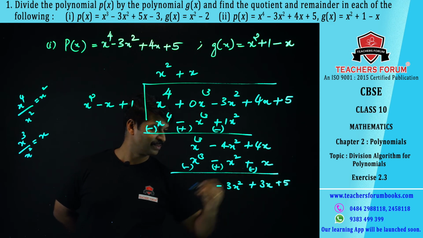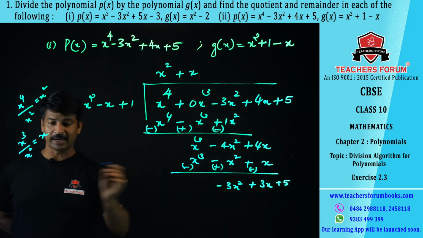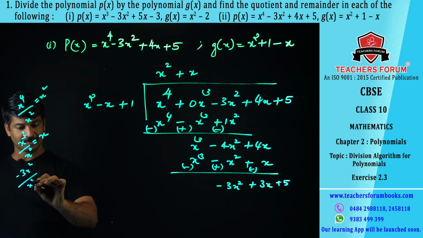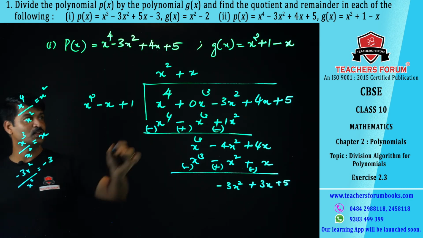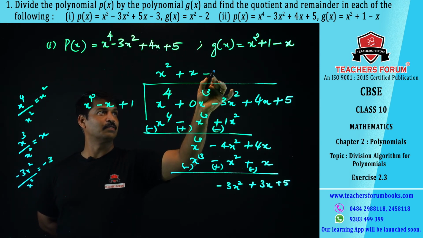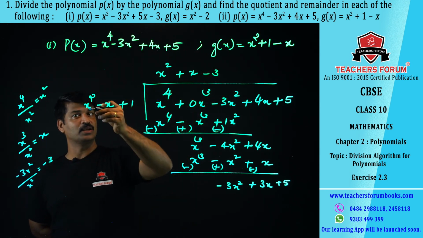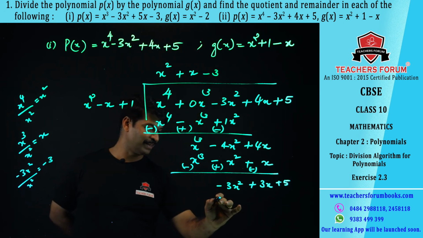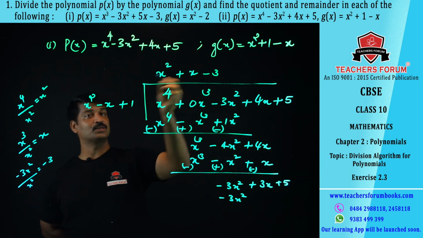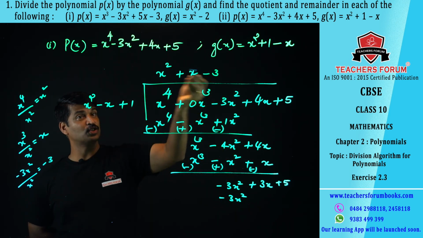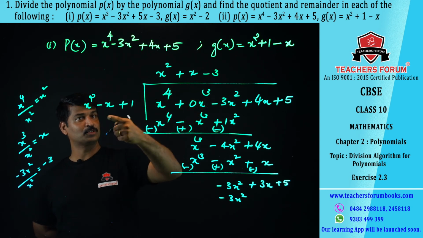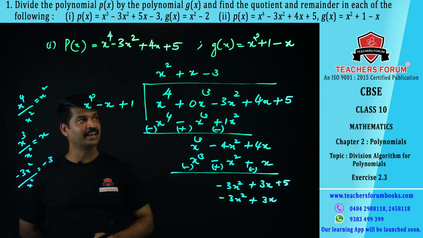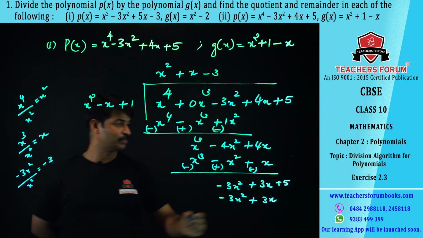Plus 5. Now let us see what is minus 3x square by x square. That is equal to minus 3. So what number term comes here? That will be minus 3. Why? Minus 3 into x square, minus 3x square. Clear? So minus 3 into x square, minus 3x square, minus 3 into minus x, minus into minus plus, so 3 into x, 3x. So it comes here 3x, plus 3x. Okay. Now minus 3 into plus 1, that is minus 3.